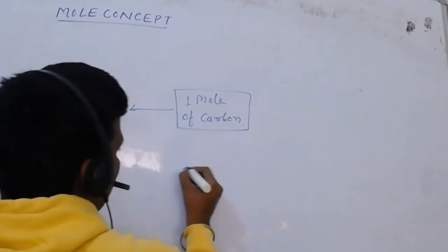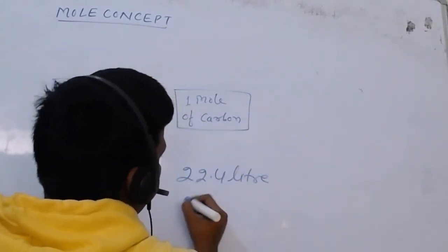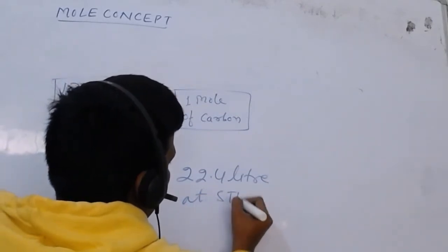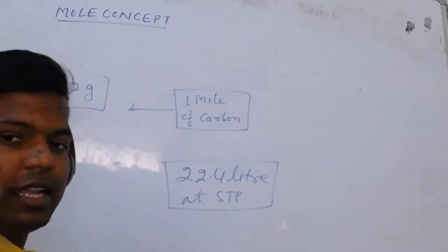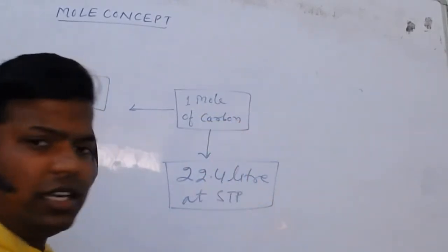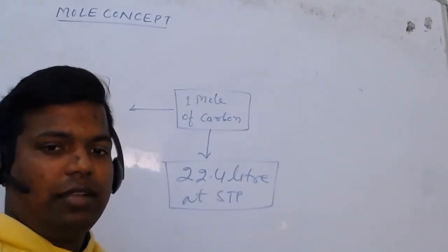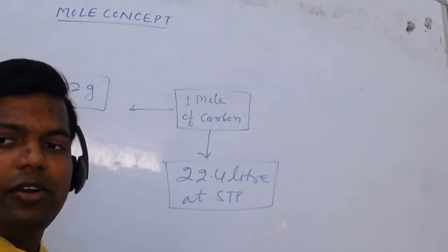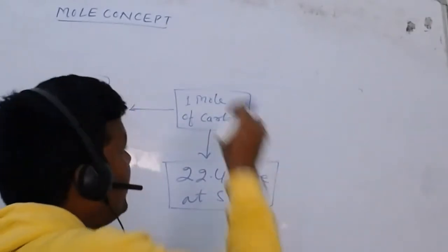Similarly, what would be the volume of 1 mole of carbon? It will be 12 liter at STP. Here STP is nothing but standard temperature and pressure. Which temperature and pressure is called standard? 273 Kelvin we call the standard temperature, and 1 atm we call the standard pressure.